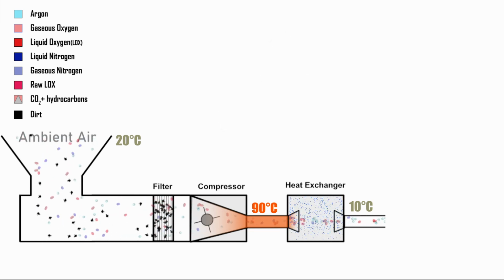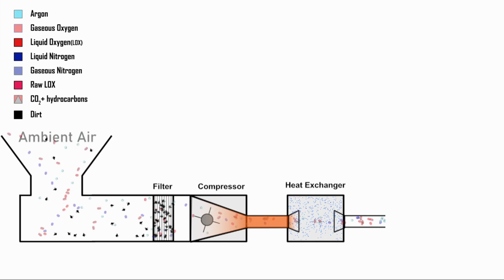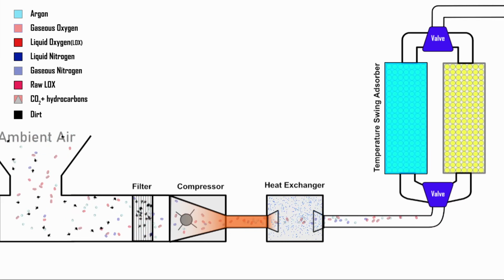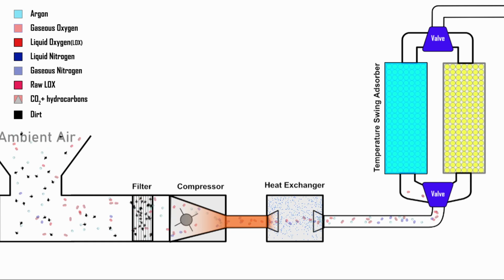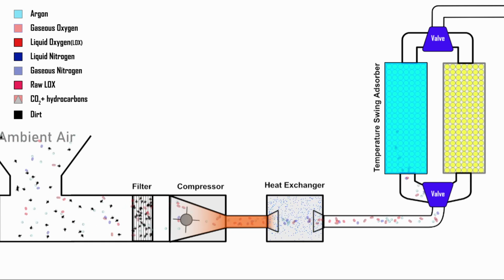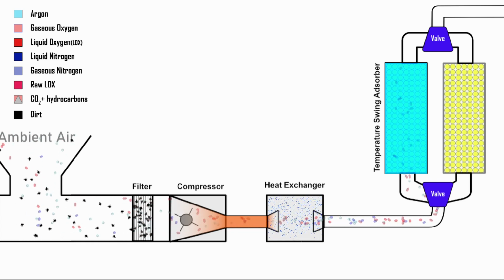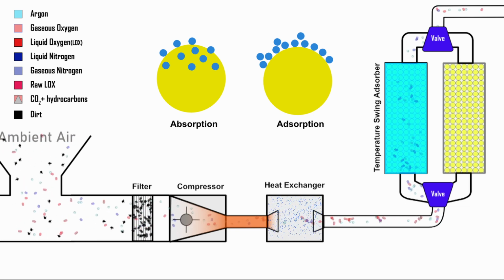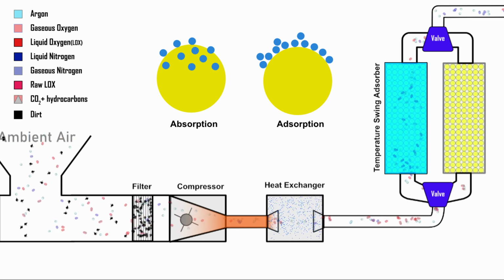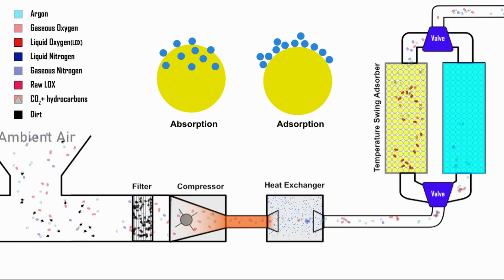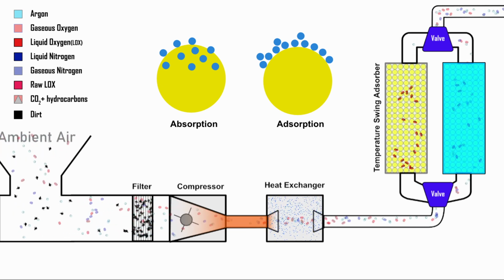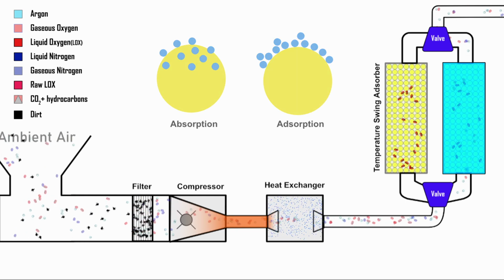To remove all of these items before we cool the air further, we pass the air through a temperature swing adsorber. These are pellets that are designed to adsorb CO2 and other unwanted compounds. These compounds are adsorbed, not absorbed, by the pellets. That is, they only stick to the surface of the pellets. And because of this, the adsorbed materials are easily released from the pellets when the pellets are heated.